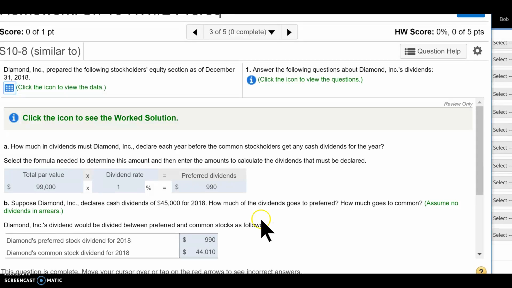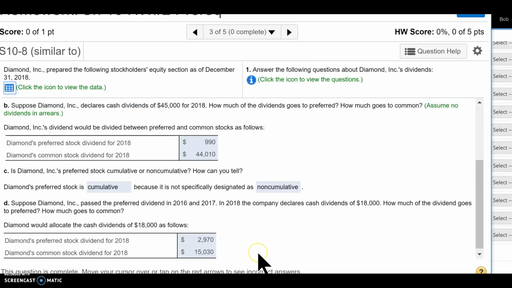So there's a catch-up provision. Suppose the company declares a total cash dividend of $45,000 for both classes of stock. The first $990 goes to preferred. Once they're paid, the balance goes to common. So the assumption is that preferred is cumulative because it's not designated as non-cumulative.